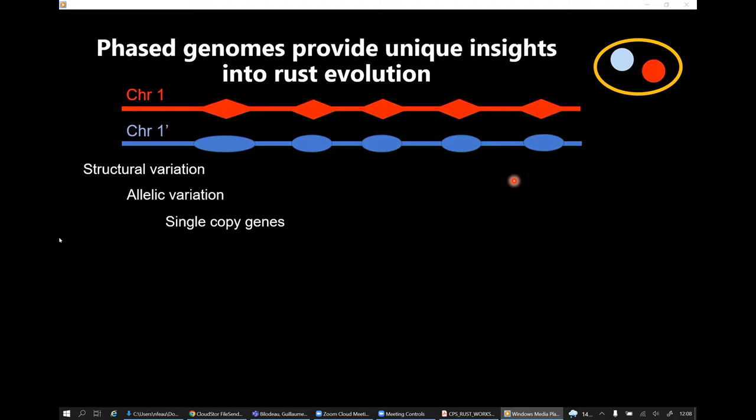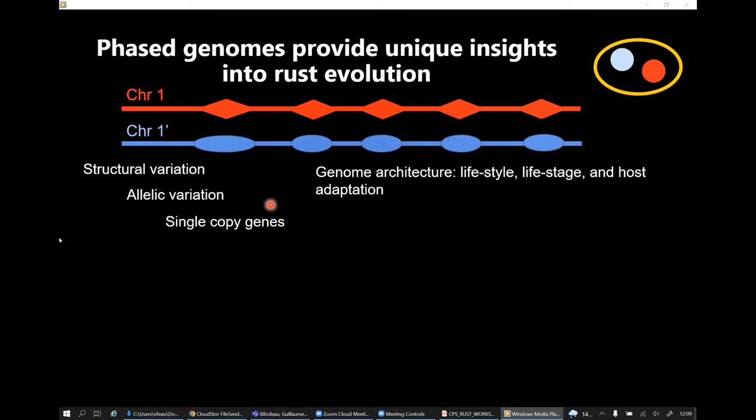And it really now enables the community, working together, to go through structural variation, allelic variation, and ask about single copy genes. So are AVRs all heterozygous? At least the AVRs which could easily be lost, to start with, probably yes. Are AVRs which are more stable homozygous? Probably yes, at least in some cases. Then we can really relate genome architecture with lifestyle, life stage, and host adaptation. So are there certain features which are linked to sexual reproduction in the rust?